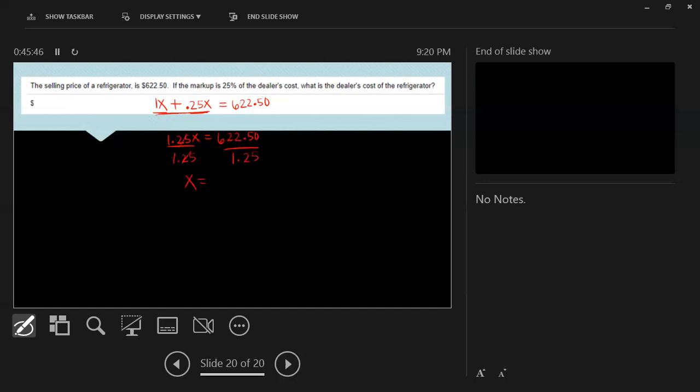So x is equal to, when you do $622.50 divided by 1.25, you will get 498. So the dealer's cost is $498. So that means that the dealer will pay $498 but the dealer will sell it to you for $622.50. All right, so that's how you would do an item similar to this one.